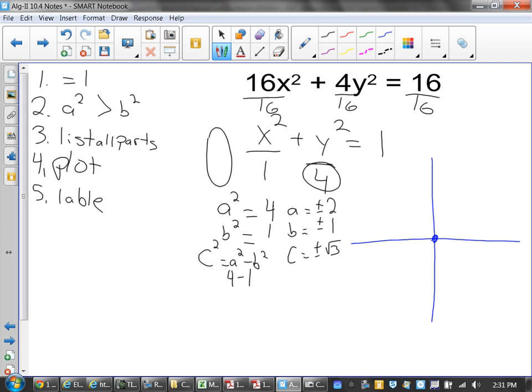I know this is going up and down, so my A value is 2, so I go up 2, and I go down 2. My B value is equal to 1, so I go left and right, 1.